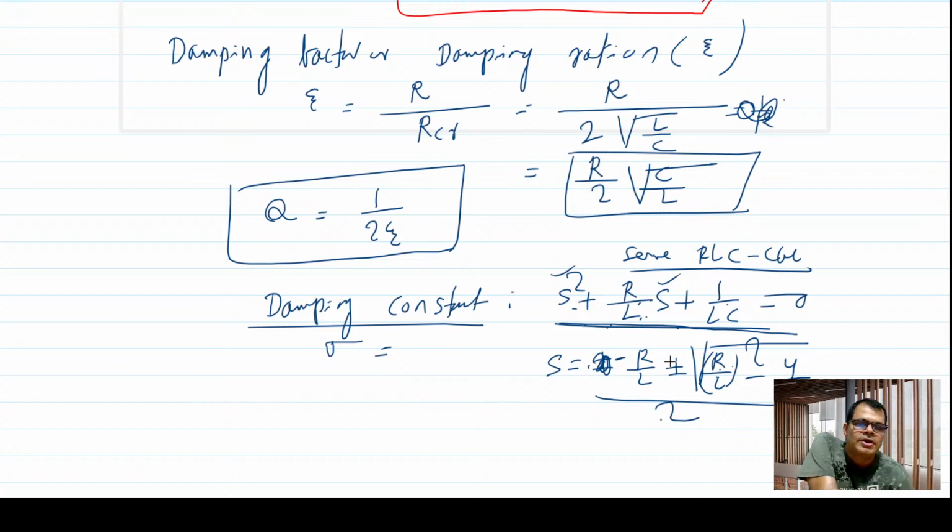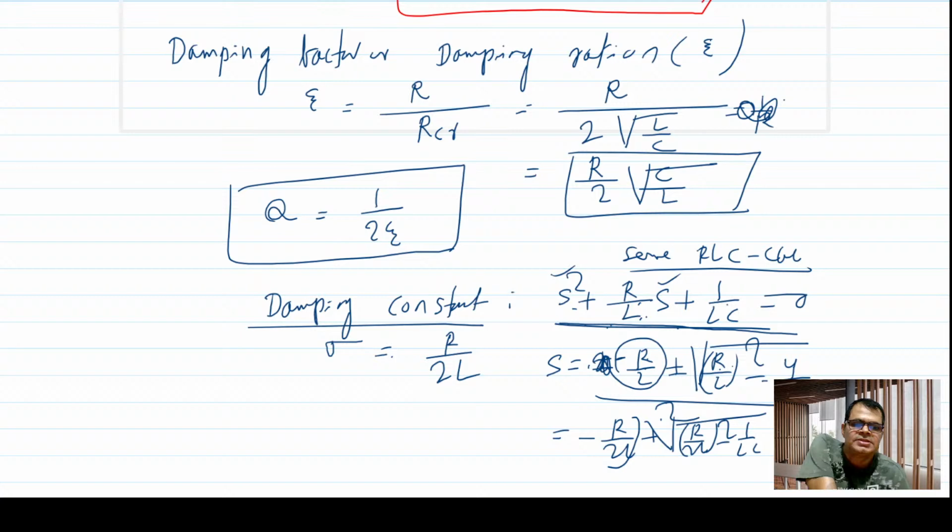So here this is the magnitude of the real part of the root of the characteristic equation. This damping constant is R upon 2L. When you divide, that is R upon 2L plus minus root over R upon 2L square minus 1 upon LC. The first part is your damping constant, and the time constant is 1 upon the damping constant, that is 2L upon R.